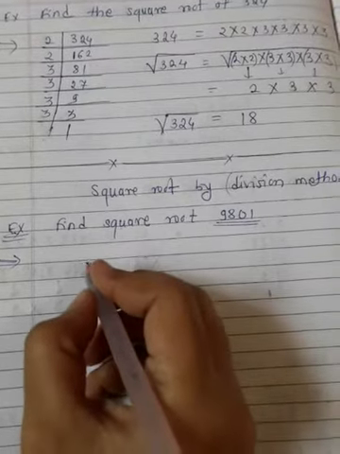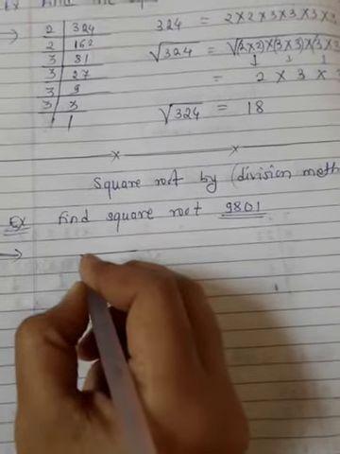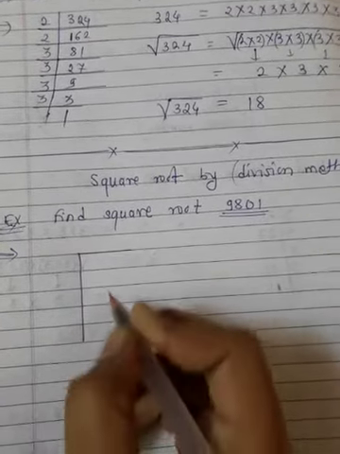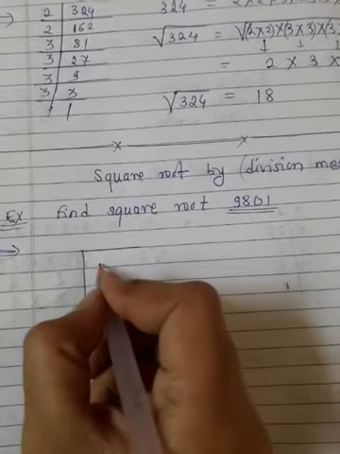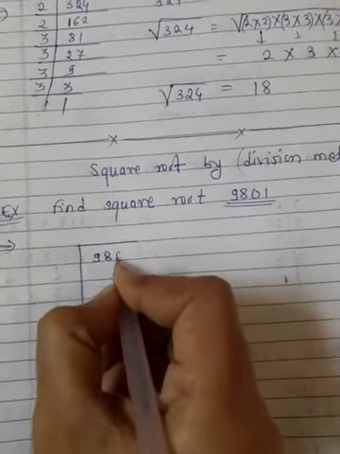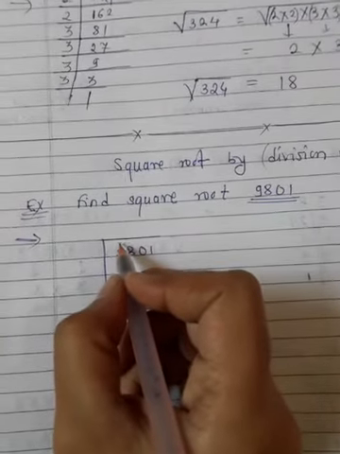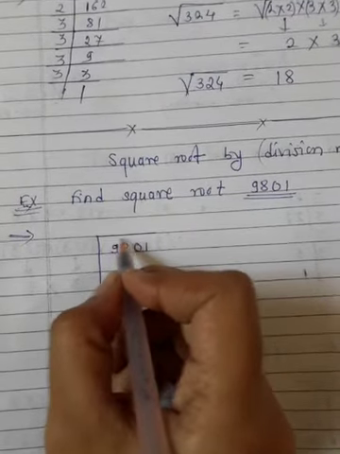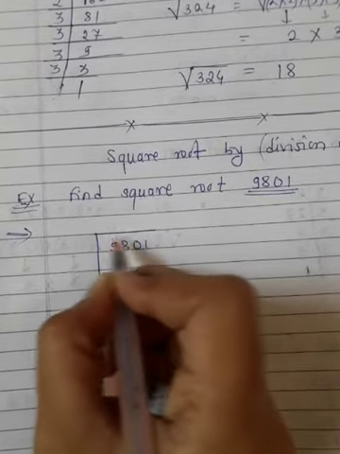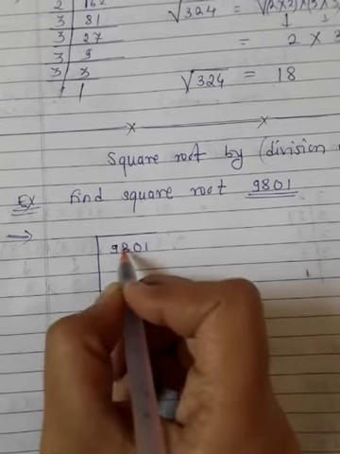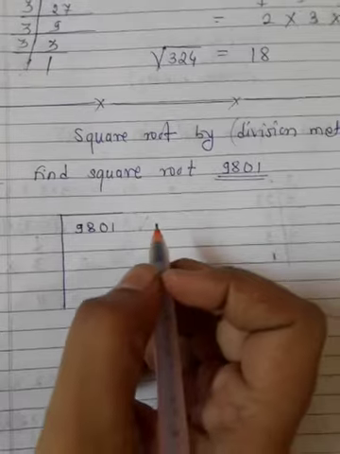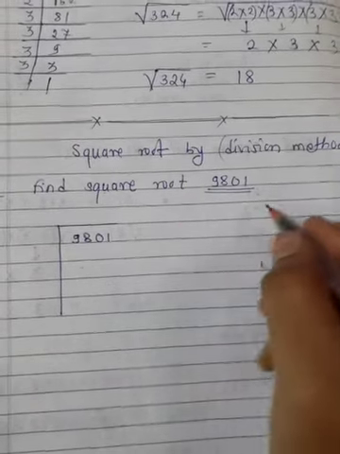So first of all, write two lines, one horizontal and one vertical. Write this number here. Whenever writing the number, take some space here. Okay, write 9801. Okay, now what is our first step?